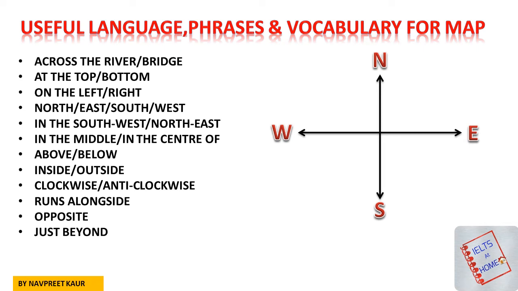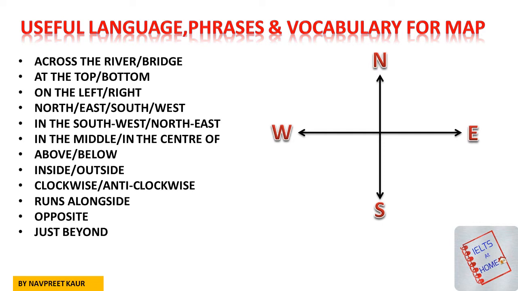Firstly, you should have knowledge about useful words, language, phrases, or vocab related to maps, which are mostly used by speakers in this section, and clear knowledge about this helps a lot. On the right, you can see the four directions. So you must learn where north, south, east, west are located. Now read the bullet points about useful language of maps.